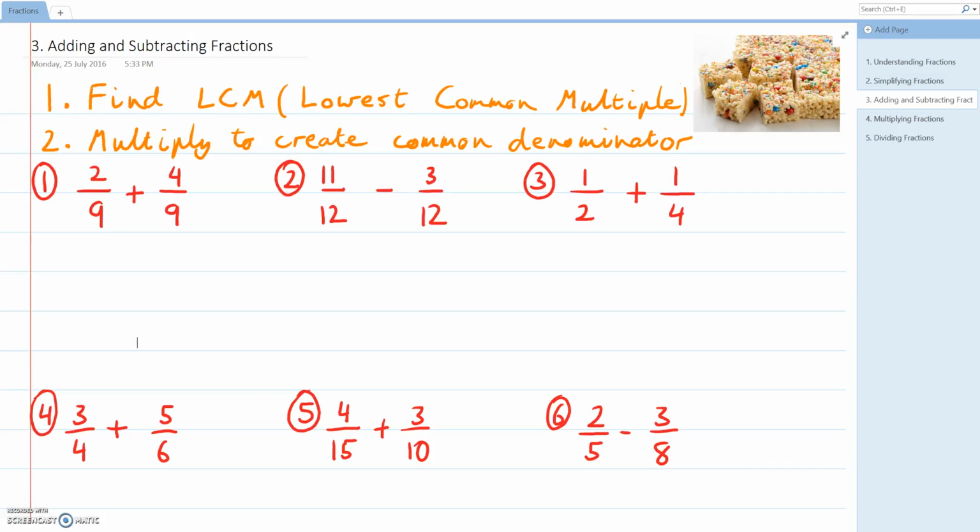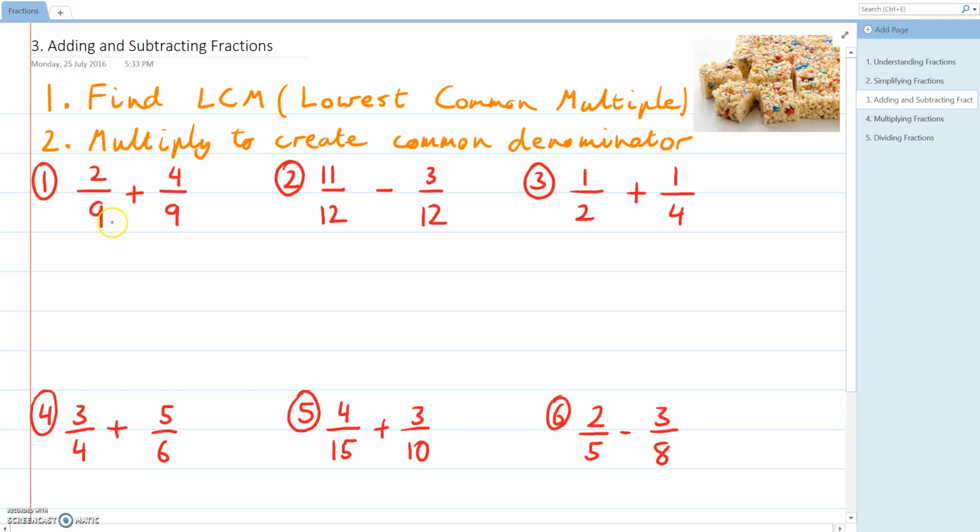So first step is to find the lowest common multiple, which is not the Rice Krispies bar thing. We are looking for the lowest number that both of the denominators go into. And I guess I'll just have to show you that in practice because it's a bit weird. But let's start off just by simplifying these first two fractional expressions.